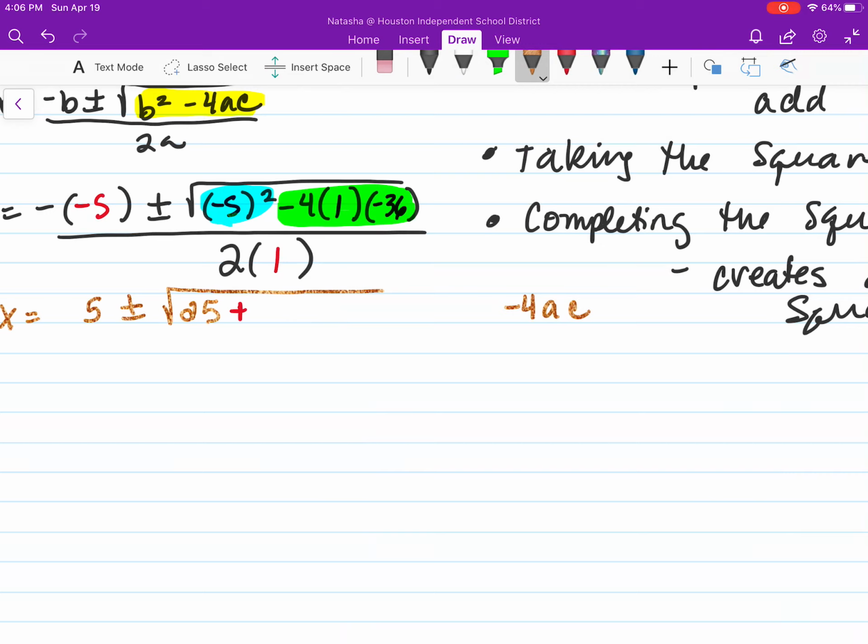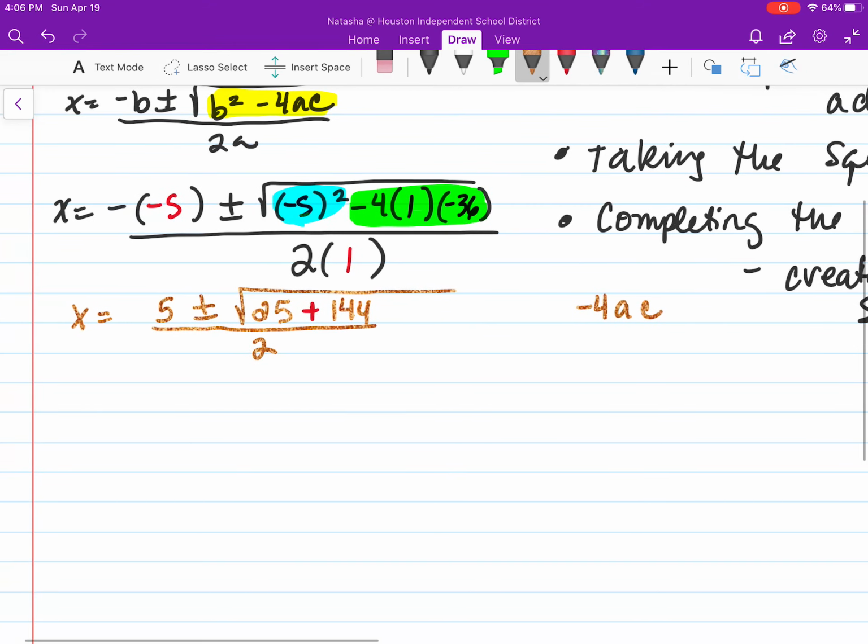So I know that that's going to become plus. 4 times 1 is 4, and then 4 times 36 is going to give me 144. Okay, so this is going to be 25 plus 144 all over 2. Okay, now I'm going to simplify this.